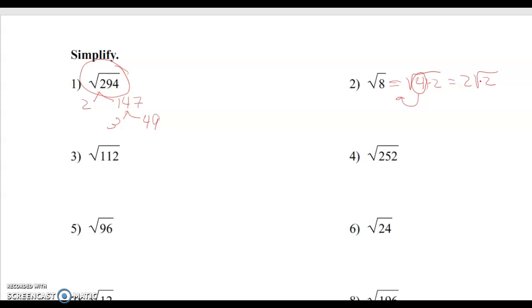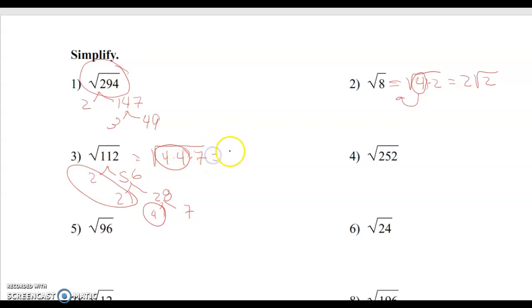We'll just do a couple more. Here we're at 112, so maybe we don't know what it factors into, so let's just start with a 2 again. With 2, we're at 56. 2 goes in there again, and then it's going to be 28. Ooh, that's 4 times 7. So here's a 4, and here's a 4. That means this really is like 4 times 4 times 7. So that's 16. That's a perfect square. That's going to turn into 4 root 7.